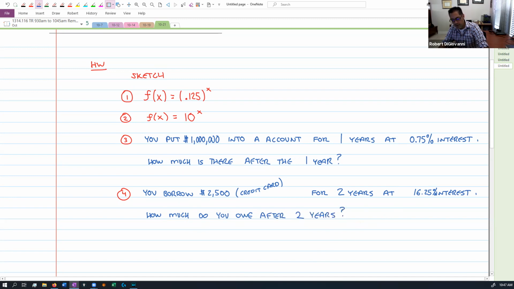Now I realize they would already have come after you and you have all these penalties and late fees and all that. Let's just ignore that. Let's just say that you borrowed $2,500, made a credit card purchase. You don't pay any of it back for 2 years, but the interest rate is 16.25%. After 2 years, how much are you going to owe? Understand these questions? Both of these, you're going to use the formula. These you're just going to graph using the table.